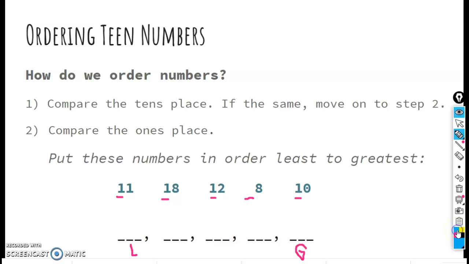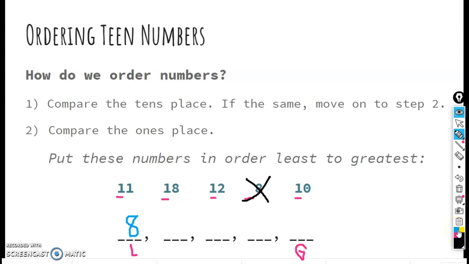I bet you said 0 tens. So 8 would be the least number because it doesn't even have any tens. It's not even a teen number. And then I'm going to actually cross it off so I know I already used this number. I don't need to use it again.